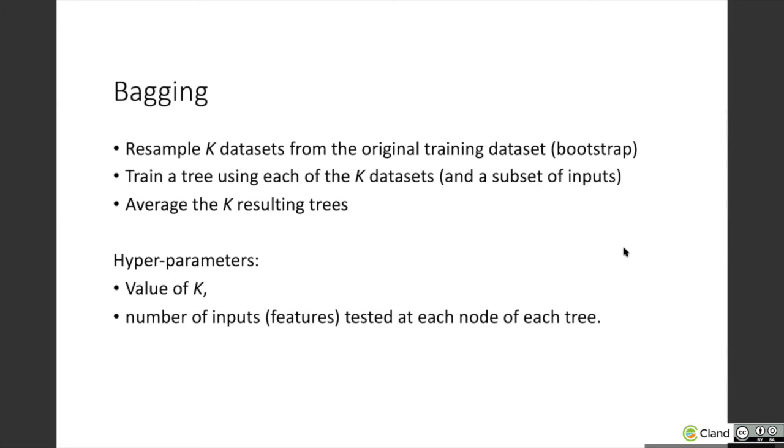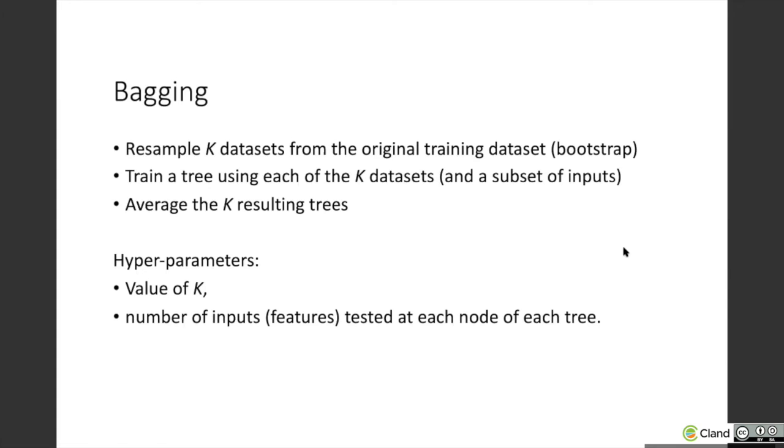We process as follows. We resample k data sets from the original training data set. It's called bootstrapping. So let's imagine that you have a data set including 1,000 rows. You resample something like 500 data sets in this single data set. Each data set will be a little different from the others.